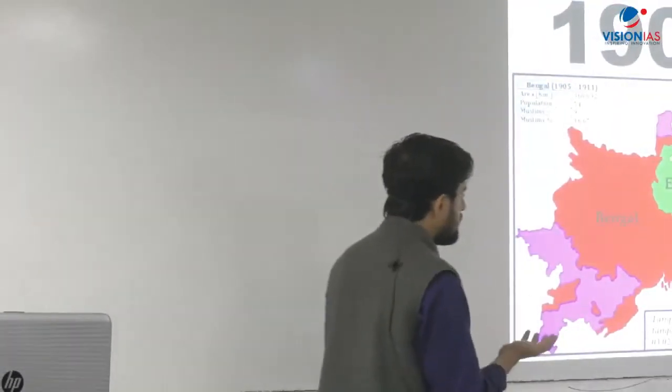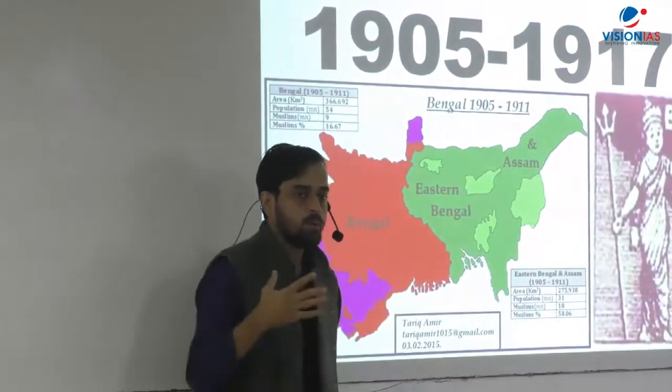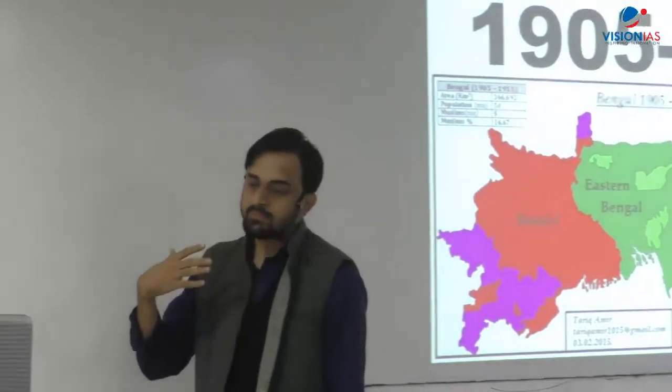So after we've talked about the Morley-Minto reforms, we'll also look into why the partition was annulled and when the partition was annulled, or was repealed, actually. And after that, we'll talk about the period leading up to World War I, and that is the period from 1914 onwards. Okay, so we'll first do this and then we'll move on further.